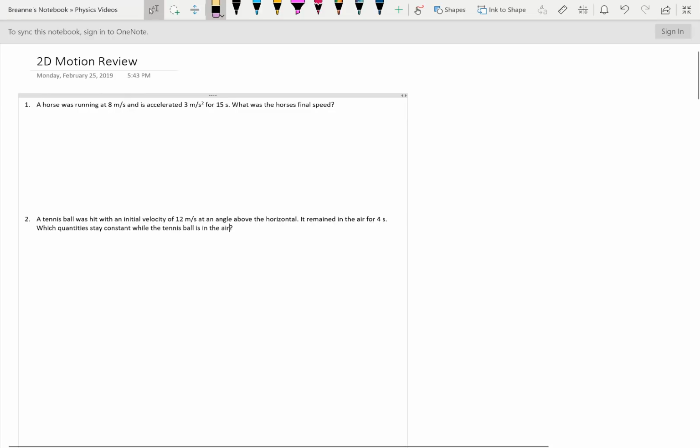So, your test is on Friday. I am starting on page 3. Page 1 and 2 go over some key points of 2D motion, but I'm going to let you read that on your own. I'm just going to start on questions.